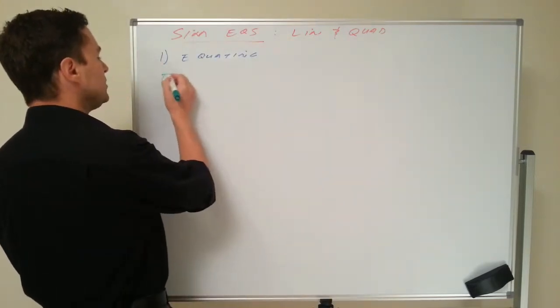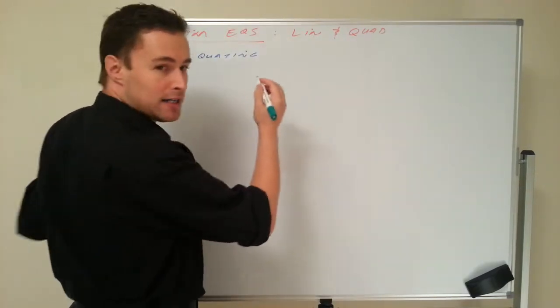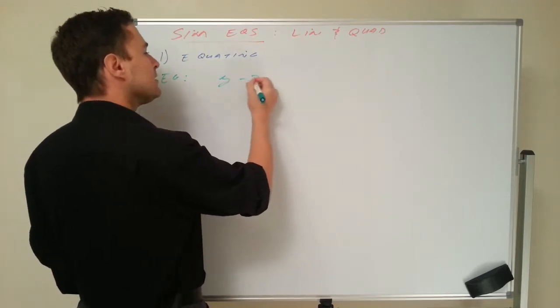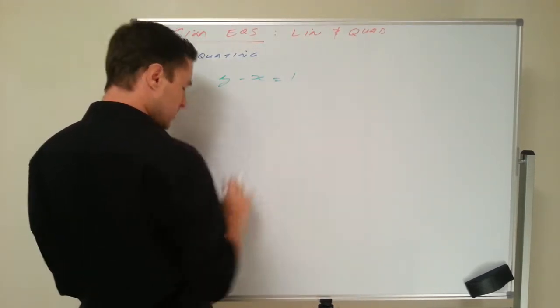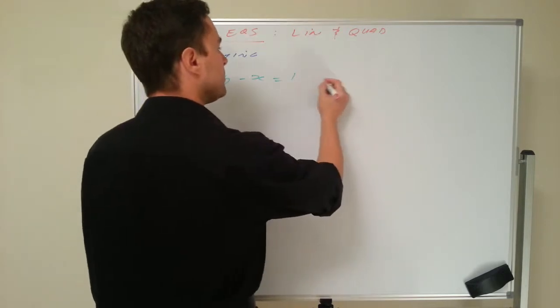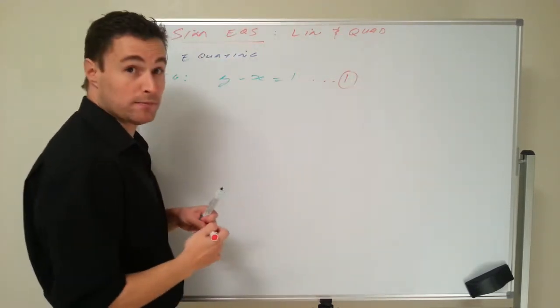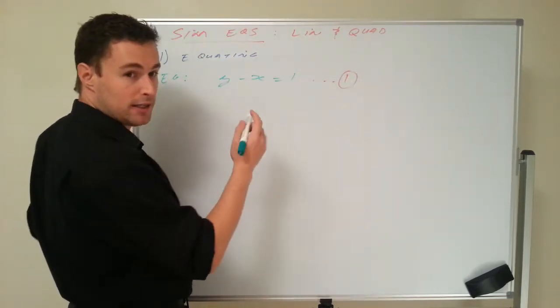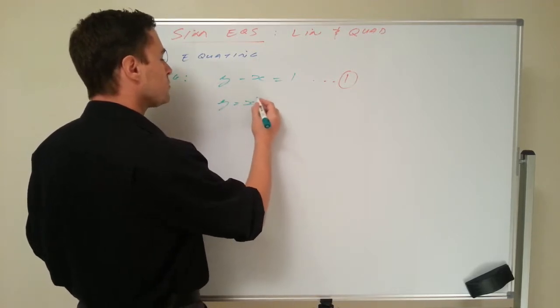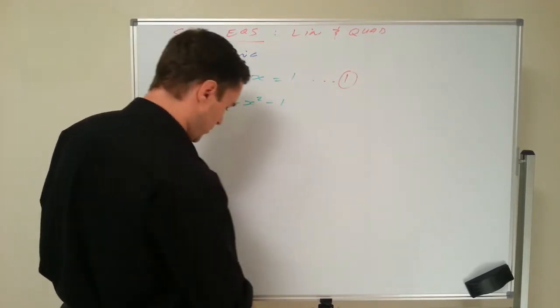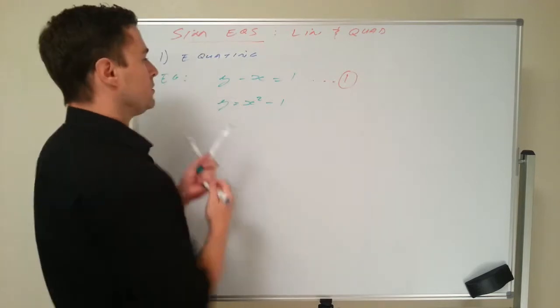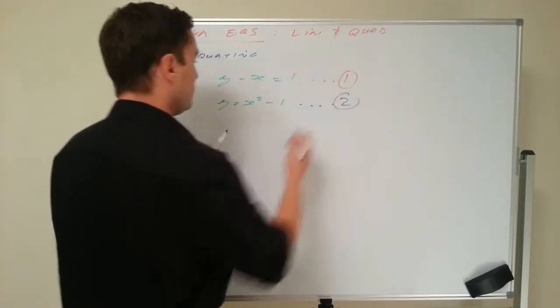Let's use these two, e.g., y minus x equals 1. I'm going to call this equation number 1. And then the other one is y equals x squared minus 1, and this one I'm going to call equation number 2. Are you with me?